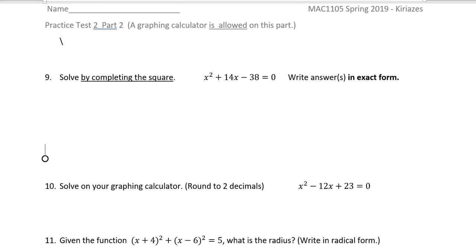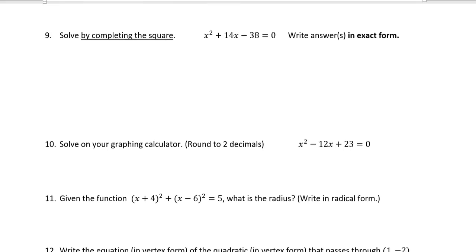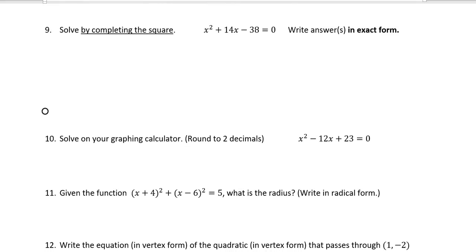Now the next part of our test, a graphing calculator is allowed. And so you're welcome to learn all the features on your graphing calculator. Number 9, though, asks me to solve by completing the square. So I need to see you complete the square. I do not want just an answer without you completing the square. That's why I say solve by completing the square.